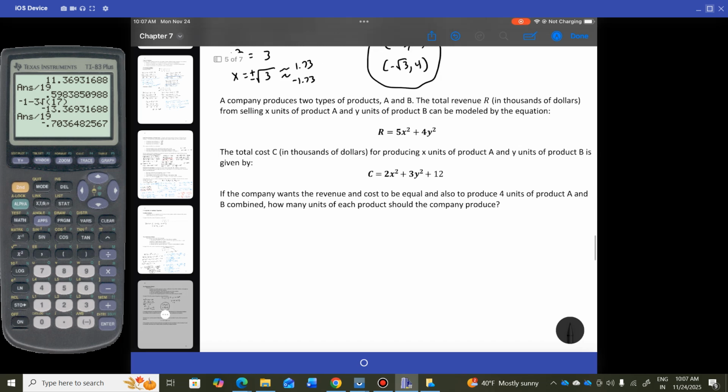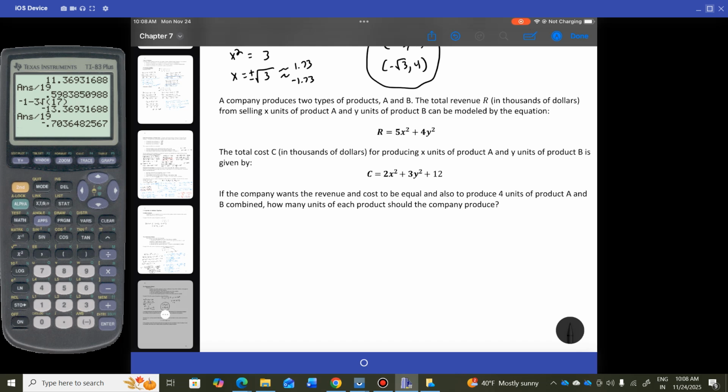Alright, last question in this section. A company produces two types of products, A and B. The total revenue R from selling x units of product A and y units of product B can be modeled by the equation R equals 5x squared plus 4y squared. The total cost for producing x units of product A and y units of product B is given by C equals 2x squared plus 3y squared plus 12. If the company wants the revenue and cost to be equal and also to produce 4 units of products A and B combined, how many units of each product should the company produce?